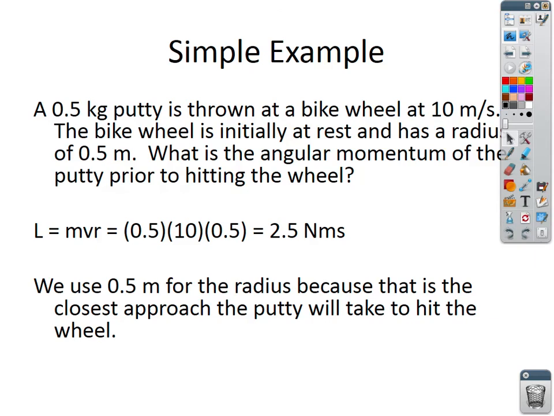All right, so here's an example. A 0.5 kilogram piece of putty is thrown at a bike wheel at 10 meters per second. The bike wheel is initially at rest and has a radius of 0.5 meters. What is the angular momentum of the putty prior to hitting the wheel?